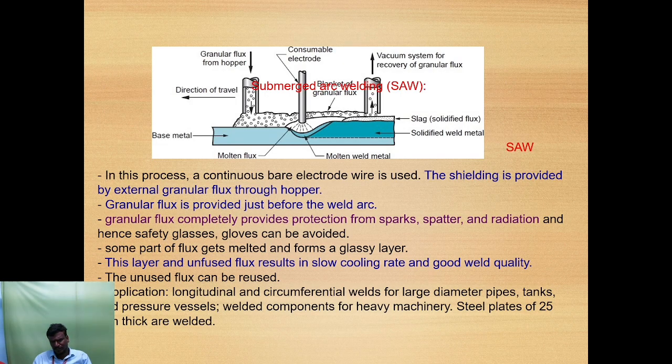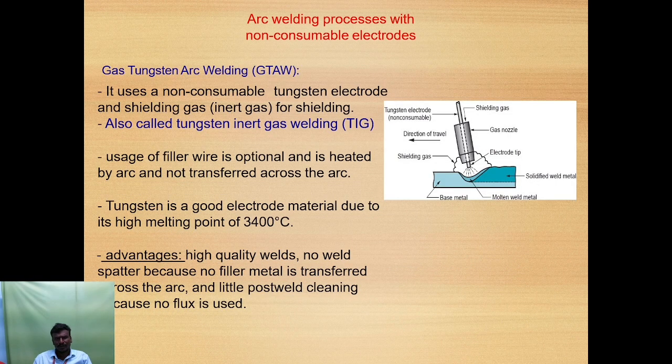Applications of submerged arc welding include longitudinal and circumferential welding for larger diameter pipes, tanks, and pressure vessels, and welded components for heavy machinery. Steel plates up to 25 mm thick are welded in the submerged arc welding process.